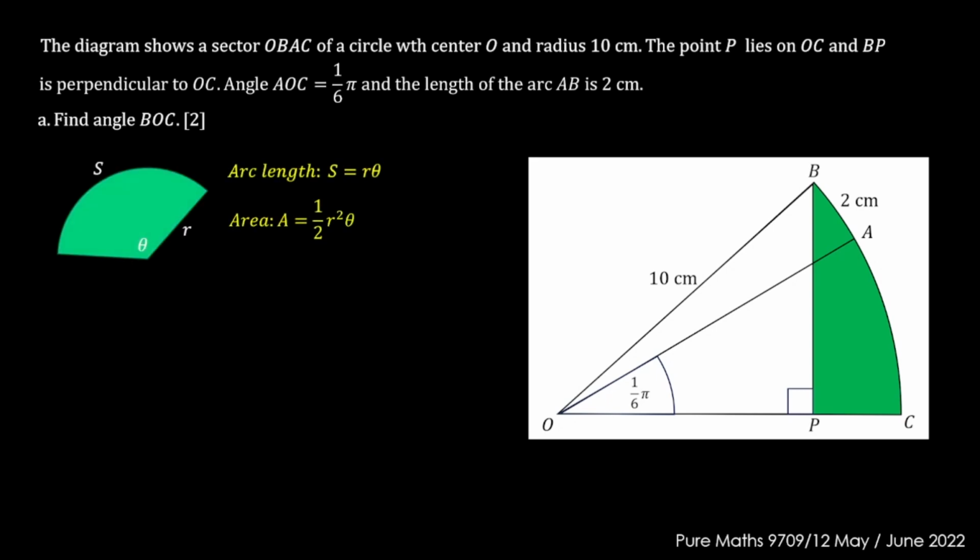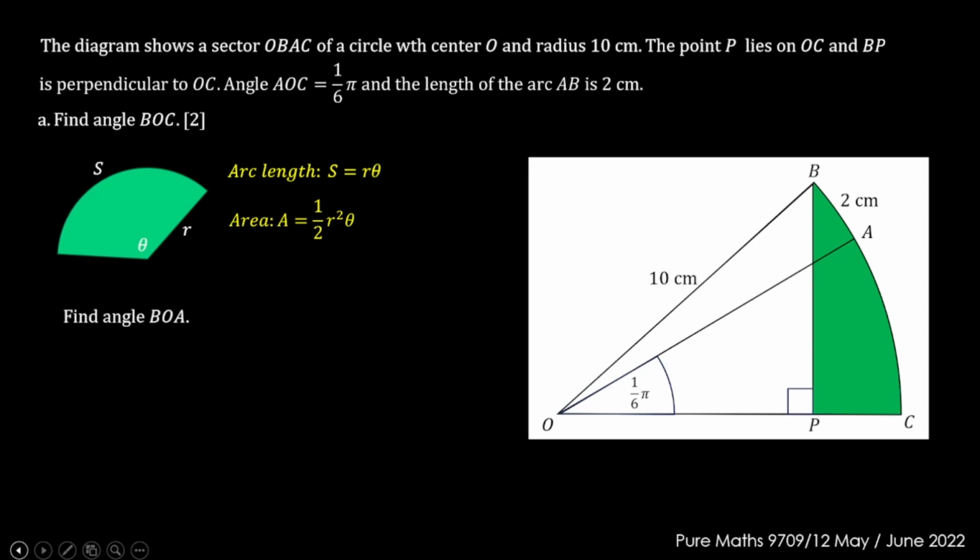Let's go through some important formulas. If we have a sector of a circle, the arc length is given as S, the angle θ is measured in radians, and R is the radius. The arc length is S equals Rθ, and the area is a half R squared θ. We'll use these formulas in the question.